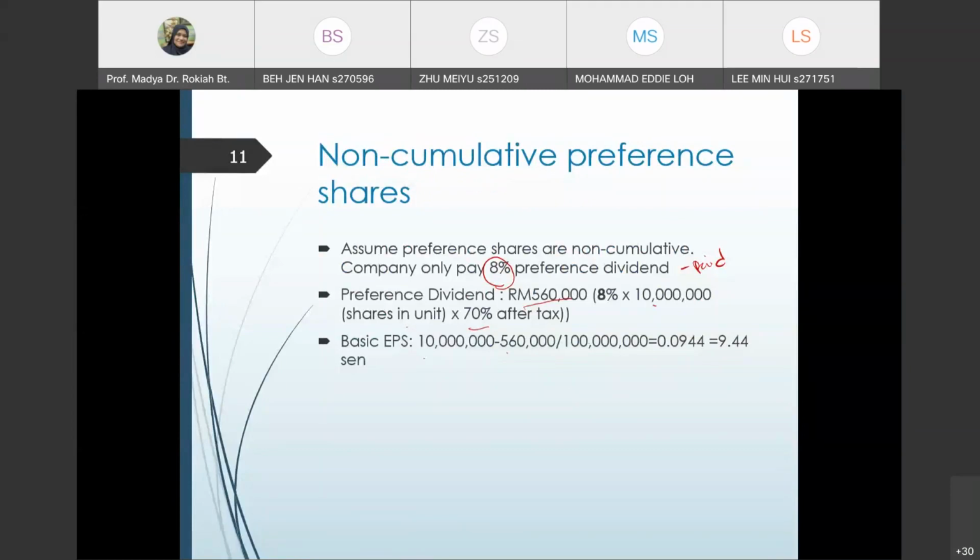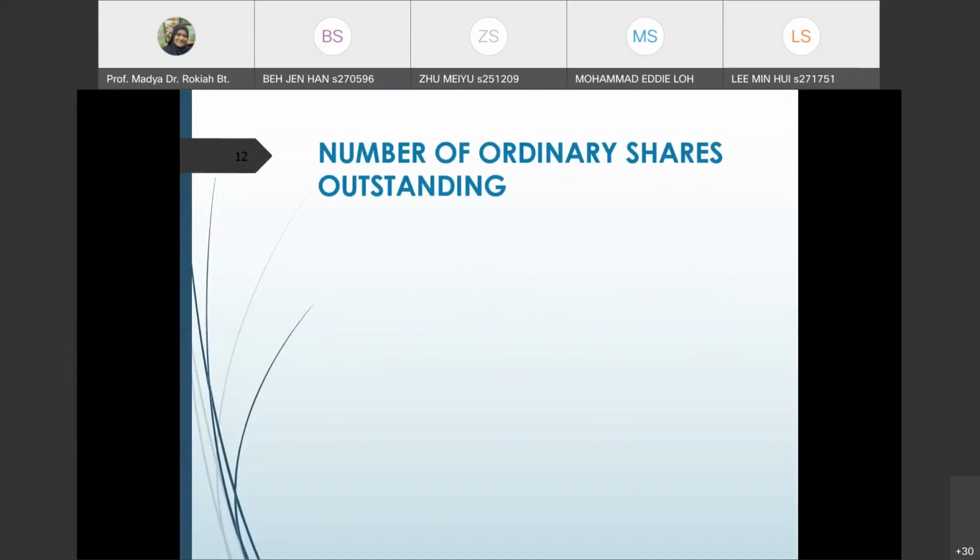Okay, there are two things that are important for earning per share. For basic EPS here, we need to know about the earnings, and then we need to know about the number of shares, because the earning per share here is earnings divided by ordinary shares. So the effect on the earnings here is in terms of the dividends on preference shares.